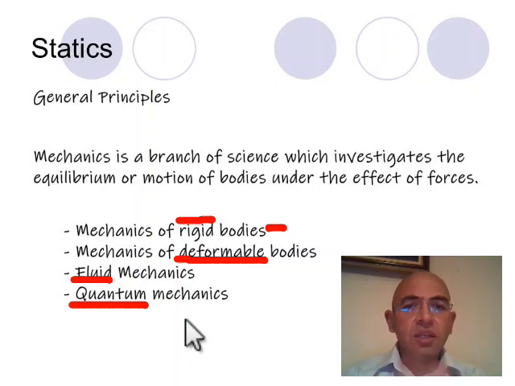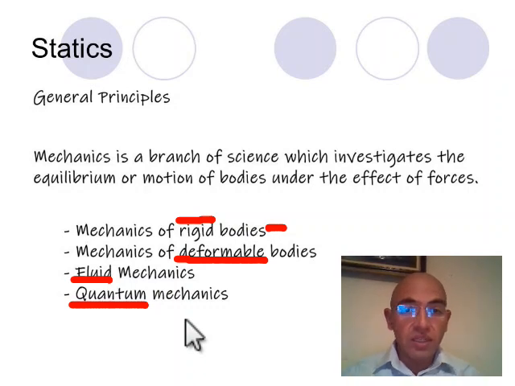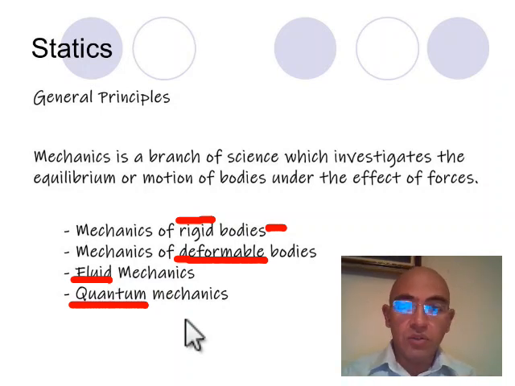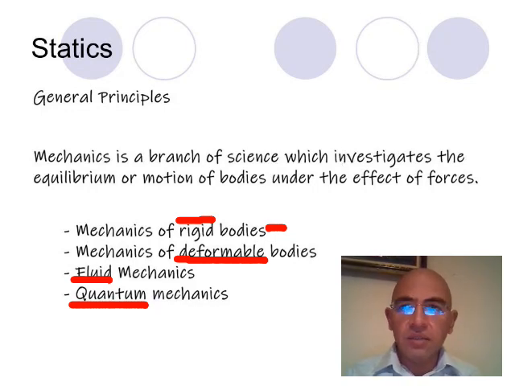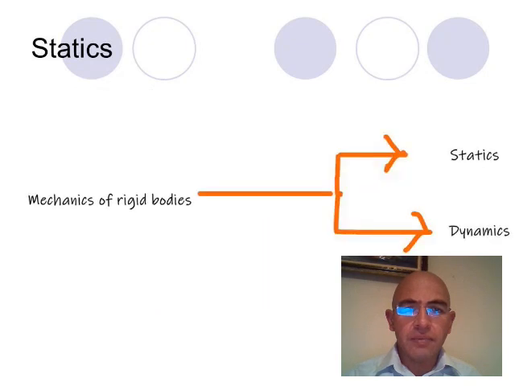And as a result, the branch of mechanics that investigates the behavior of such tiny particles, which also move very fast, almost close to the speed of light, is called quantum mechanics. So these are the branches of mechanics.